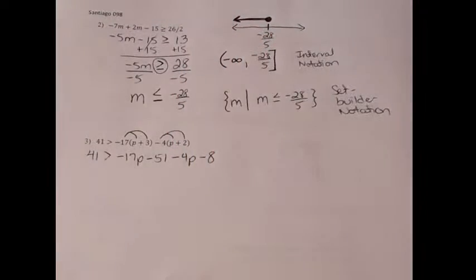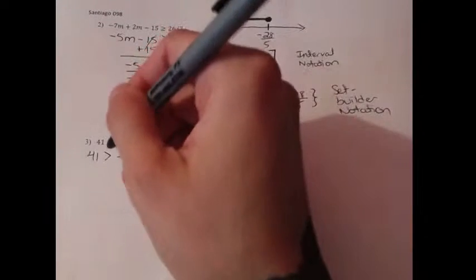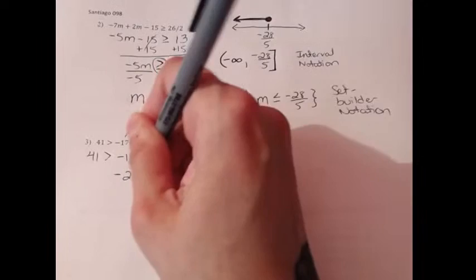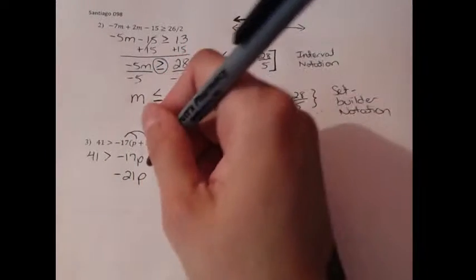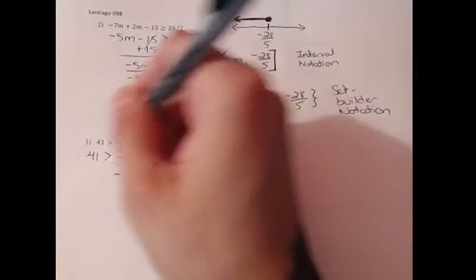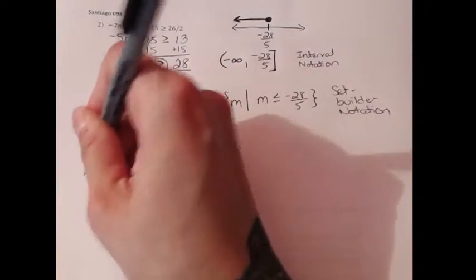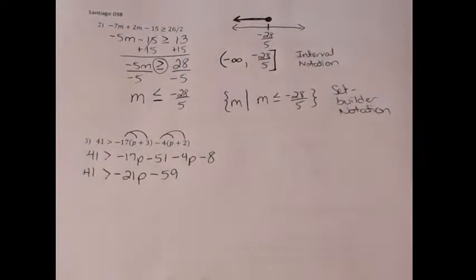Let's take a look at why we would go through that process. We are now going to clean up, right? We're going to combine like terms. We have a negative 17 and we have a negative 4, so we combine those two to give us negative 21p. And then I have negative 51 and a negative 8, which combine to give me negative 59. And 41 is greater than the rest of this linear inequality.